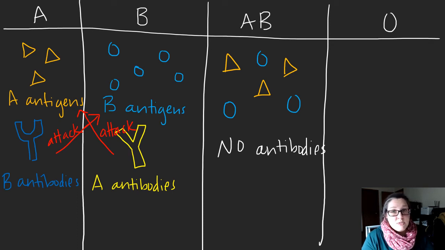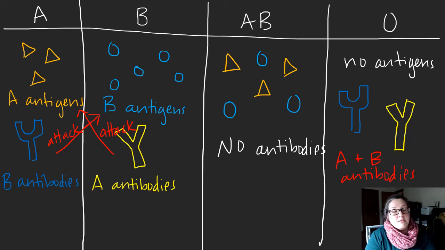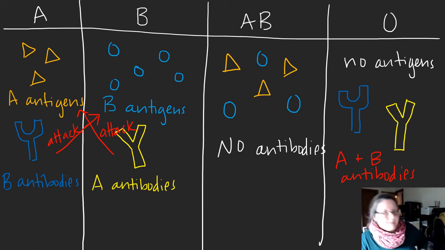Now, O-type patients make no antigens, so they make both A and B antibodies. Because O does not want foreign invaders, right? A and B antibodies. Don't want foreign invaders. Let's see. Check my notes here.